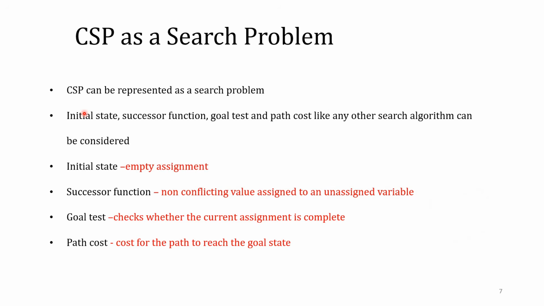CSP as a search problem. CSP can be represented as a search problem. Initial state, successor function, goal test and path cost, like in any other search algorithm, can be considered. The initial state is an empty assignment. The successor function assigns a non-conflicting value to an unassigned variable. The goal test is used for checking whether the current assignment is complete. Then the path cost is the cost for the path to reach the goal state.